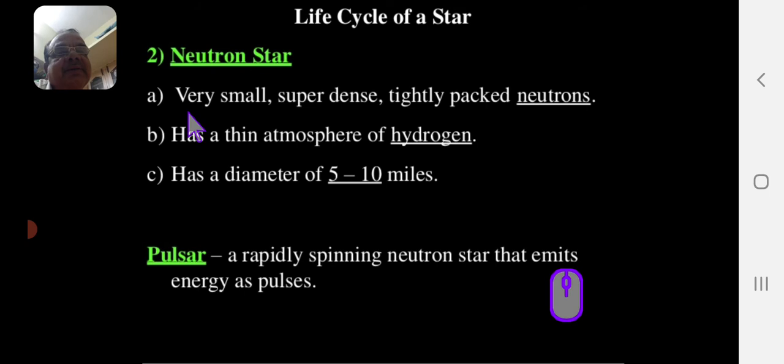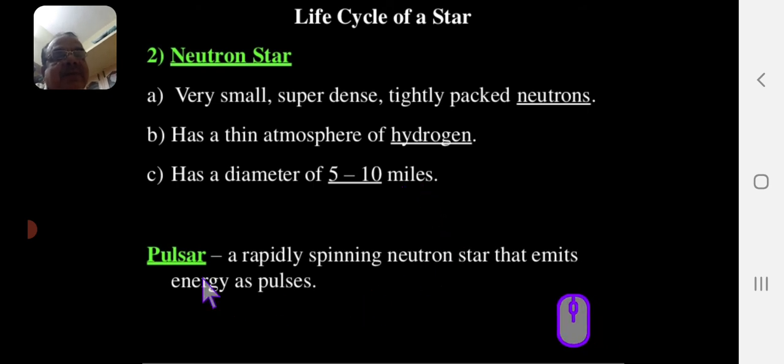Next, neutron stars. As stars evolve, they become very small in size, super dense, tightly packed with neutrons, with a thin atmosphere of hydrogen. Neutron stars are formed after the supernova explosion of stars. These stars have a diameter of about 5 to 10 miles.